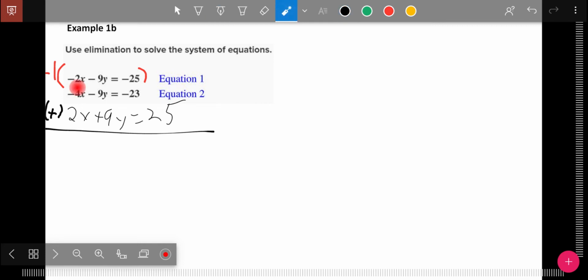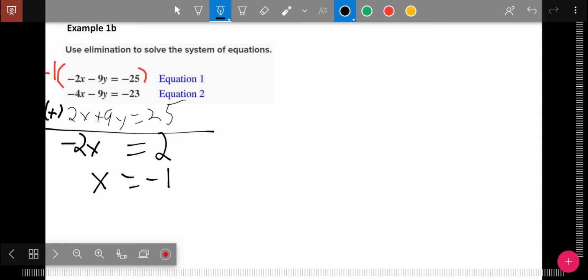I have negative 4x plus 2x. Negative 4 plus 2 is negative 2. So I have negative 2x. The y's, negative 9 plus 9, cancel out. So the y's cancel out. So equals negative 23 plus 25, or 25 minus 23 is 2. I divide by negative 2, and I get x equals negative 1.